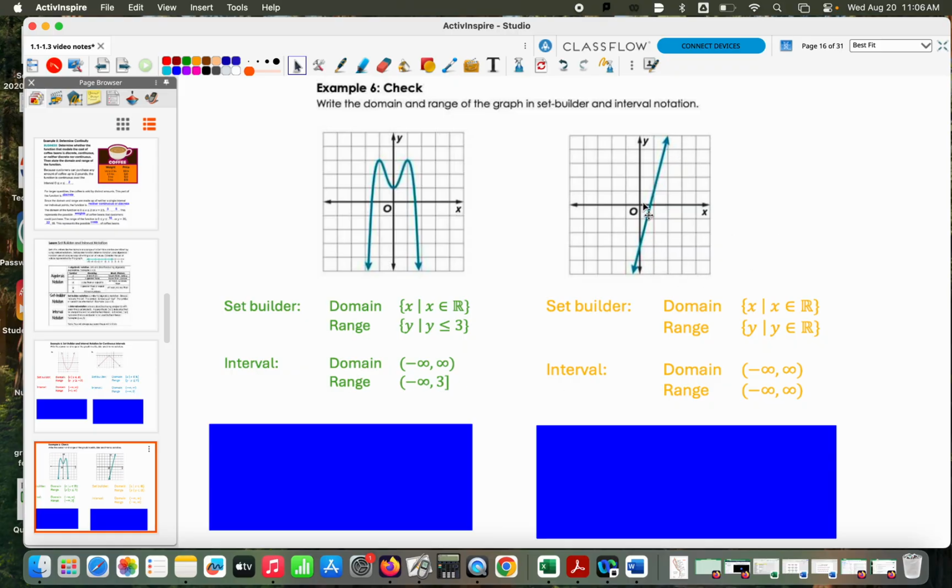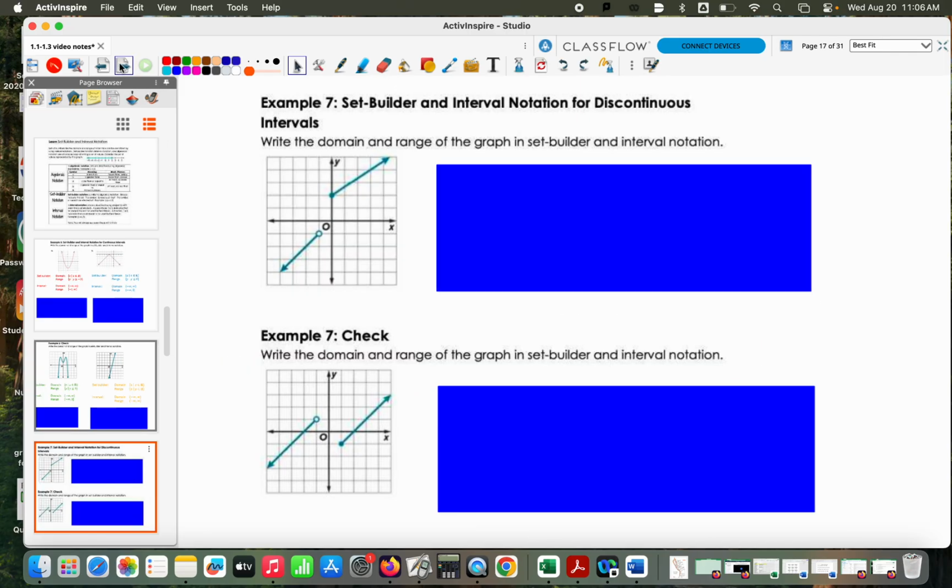Once again, this is why lines are so boring. Like we never did much with domain and range with lines because it's so boring. It's all real numbers, negative infinity to infinity for everything because it keeps going up, keeps going down, keeps going left, keeps going right. Nothing that interesting. But what about these guys that are not continuous here? So we have some discontinuous intervals.